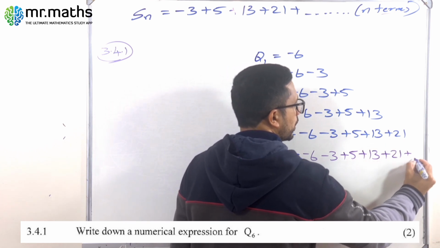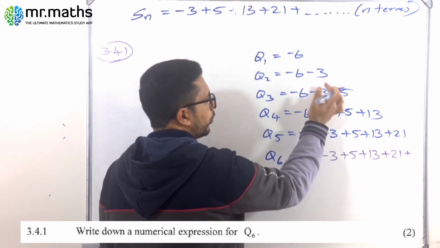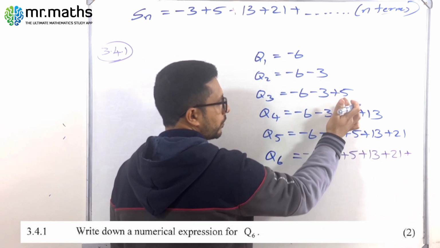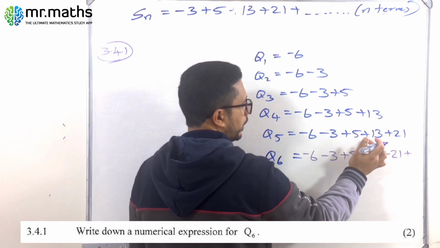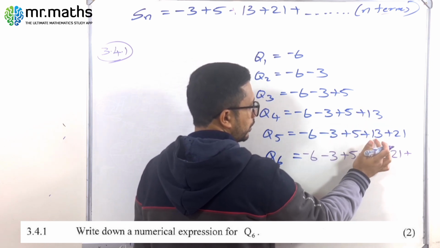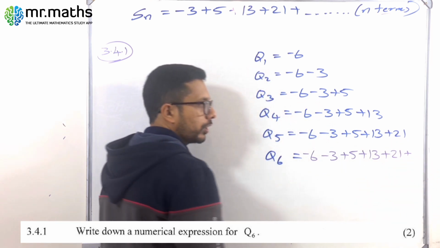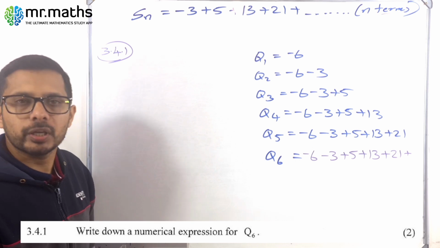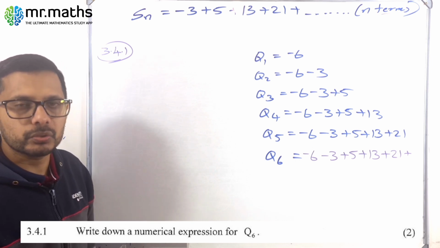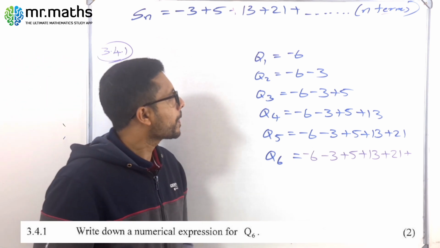Then what is the next term? Can you see that every time they add one more term? Minus 3, then add 5, then add 13. Up to 13 is here, then add one more term. Up to 21 is here, then we have to add one more term, that is q6. So how can you find which number to add? Here you have to think logically. This is a logical type question. Look at this one.